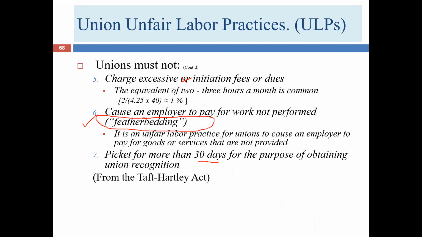So on the 31st day, it becomes unlawful, but the first 30 days are lawful. The idea is, well, the union could have an election within 30 days anyway. So why are they picketing for more than 30 days? They should just request an election instead.